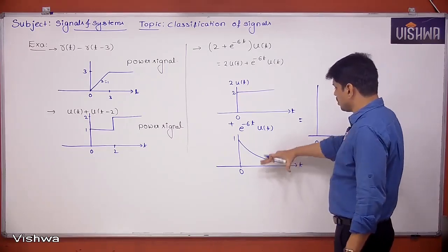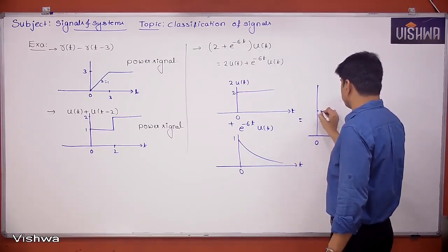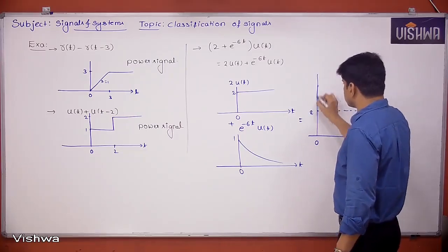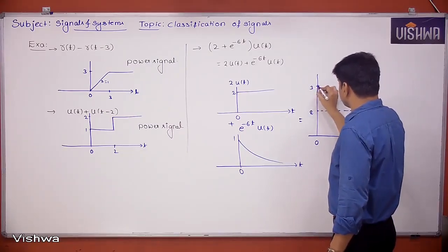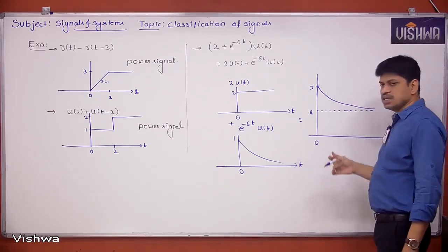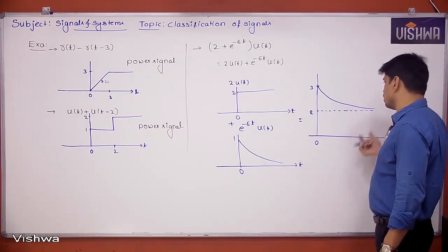So this 0 value will go to a new value which is nothing but 2. And it is starting from 3. So 3 it is decreasing, but it is not reaching 0 in this case. It is reaching 2. Finally, this value is going to be 2.